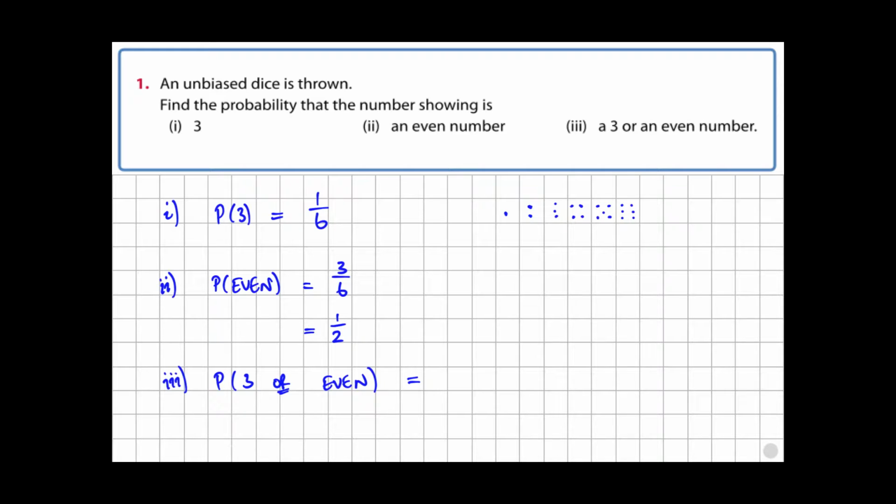So if it's going to be a 3 or an even number, let's have a look there and see. So if it's going to be a 3, that's this one, or an even number, so that will include the 2, the 4, and the 6. So the probability of being 3 or an even number is going to be 4 out of 6. So 4 out of 6, which will simplify down to 2 out of 3.